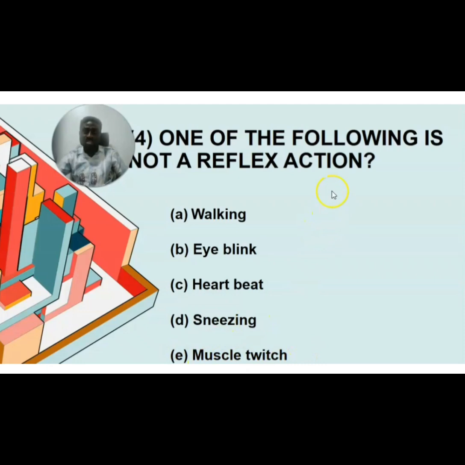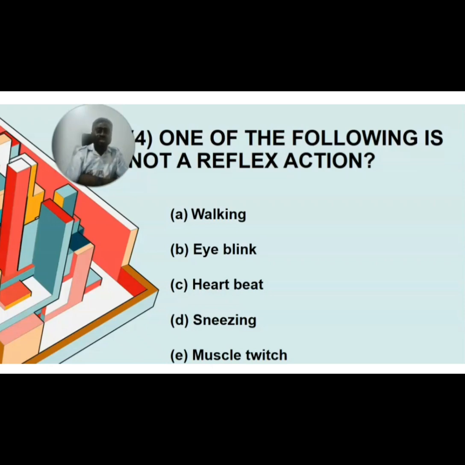So one of the following is not a reflex action, meaning all the other options are examples of reflex action, but one of them is not a reflex action. So what answer would you go for? Write it down in your biology notes. I think the correct answer is walking, because I can choose to sit the way I'm sitting down right now. I can choose to stand up like this and walk. I can choose to bend or not bend. I can choose to just sit still like this and not do anything.